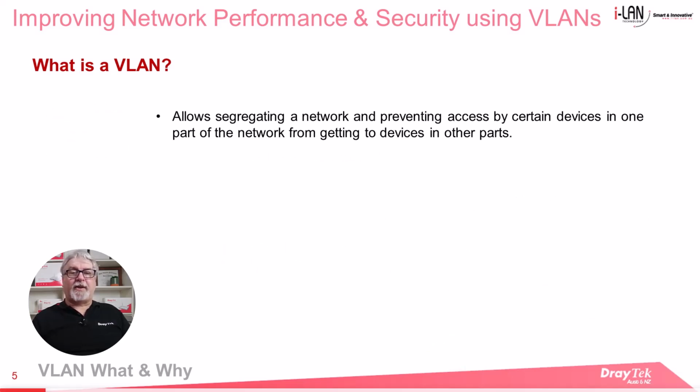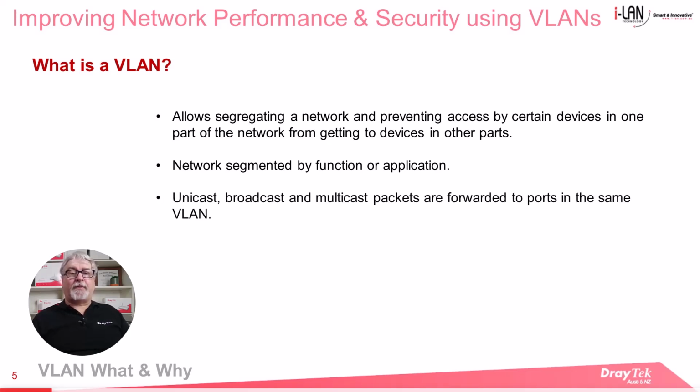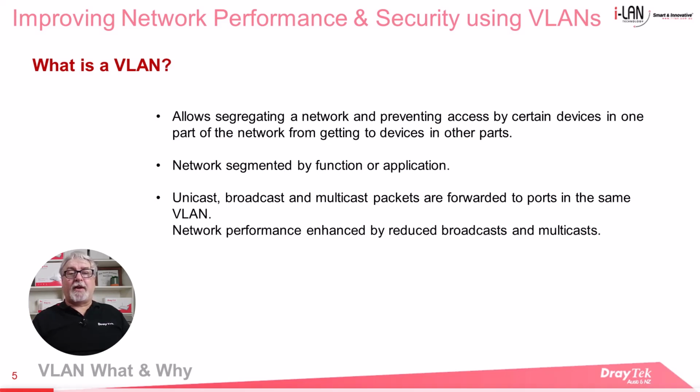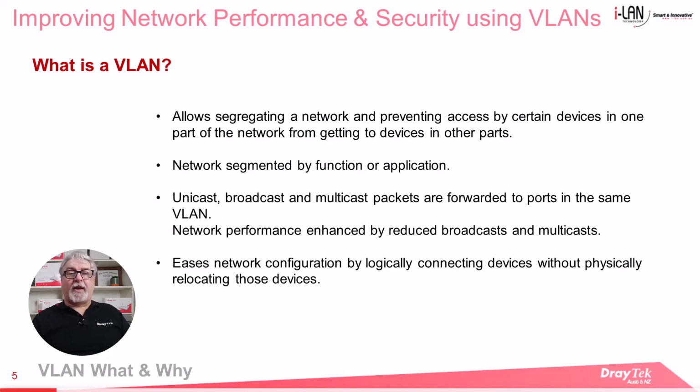Using VLANs allows you to segregate your network and prevent devices in one part of the network from getting access to other parts in the network and vice versa. VLANs allow you to segment your network by function or application. Unicast, broadcast and multicast packets are forwarded to ports in the same VLAN. This enhances the network performance since broadcasts and multicasts aren't sent to other parts of the network. VLANs also ease network configuration by logically connecting devices without physically relocating them.